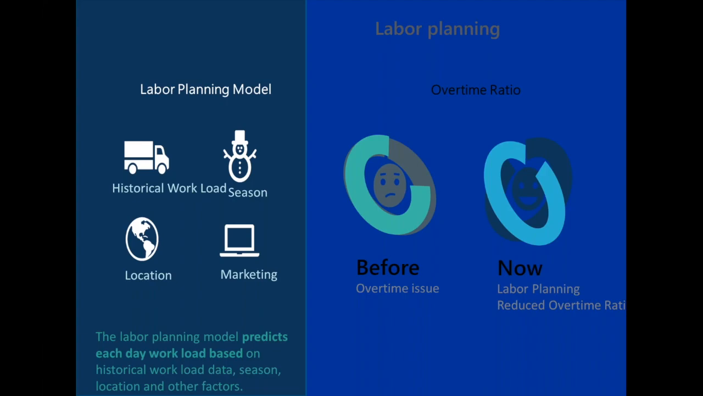So this decreased their overtime ratio from 25% to a requested 5%, because in this business, a range of 5 to 7% is very acceptable. So this is what we were able to do.